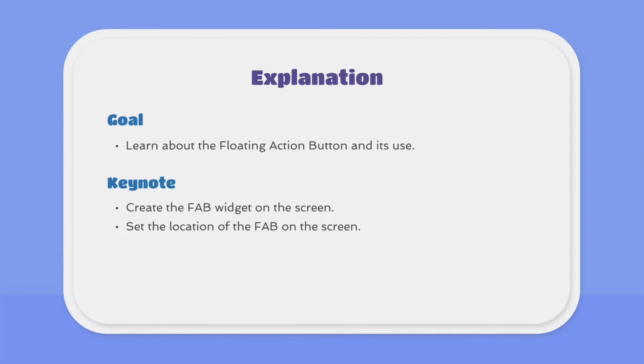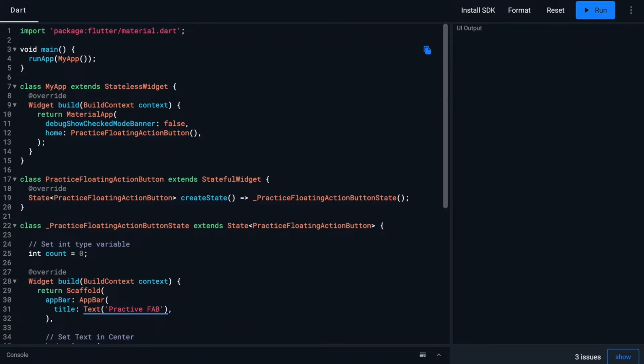We will use its location property to control its location on the screen. We can also use its color, size, and icon property to give more customized appearance. Now, let's begin. Today we are going to learn about Floating Action Button class.